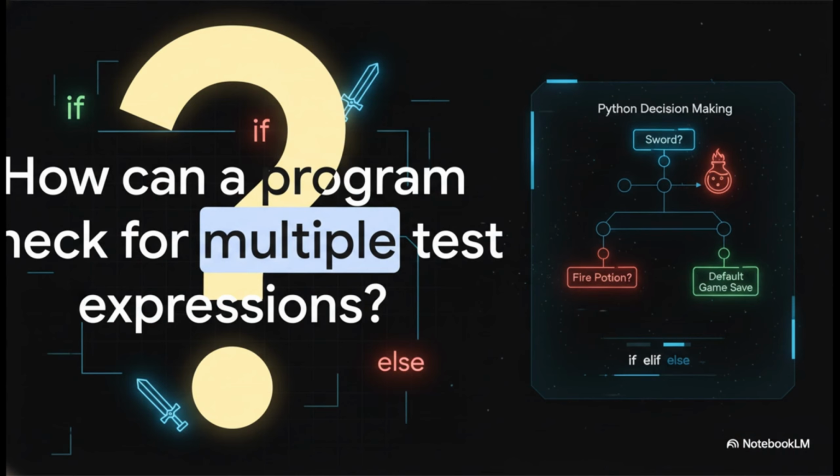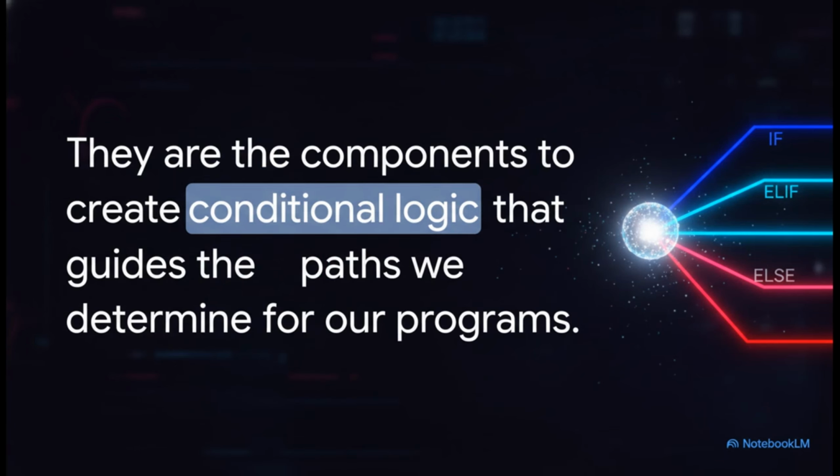But wait, what if you don't have the sword, but you do have a fire potion? Could that save you? So that's the real question, isn't it? How does a game or any program decide what happens next? Well, in the world of programming, that very system is built with something called if, elif, and else statements. These are Python's tools for controlling fate. And by the time we're done here, you'll know exactly how to wield them in your own code.